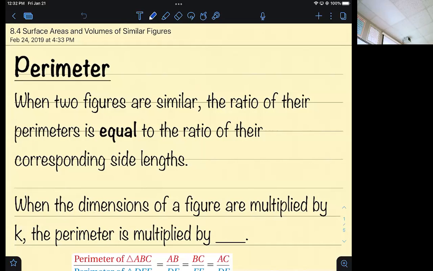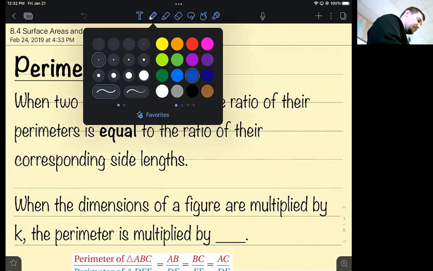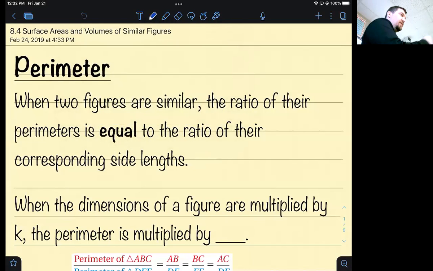All right, section 8.4, surface areas and volumes of similar figures. Now, this is a review of yesterday's lesson. When two figures are similar, the ratio of their perimeters, we know, is equal to the ratio of their side length. So side length ratio is equal to the perimeter ratio.